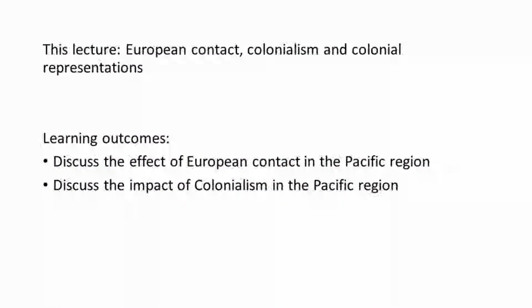So this lecture is about European contact, colonialism, and colonial representations. And the learning outcomes of this lecture and the tutorial are to be able to discuss the effect of European contact in the Pacific region. So again, it's not just about facts, it's really about an understanding that you're able to discuss, and discuss the impact of colonialism in the Pacific region. So again, be able to talk about it. What is the impact? Can you come up with examples?